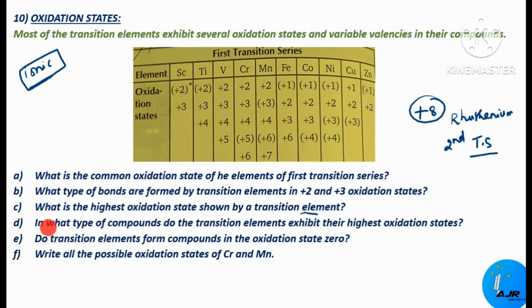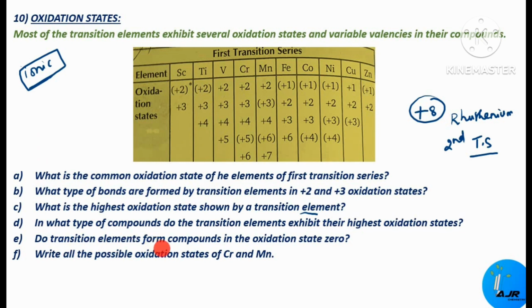Understood? Next one: in what type of compounds do the transition elements exhibit their highest oxidation states? In covalent compounds. In plus 2 and plus 3 it is ionic, whereas the bonds formed in the higher oxidation states are especially covalent.